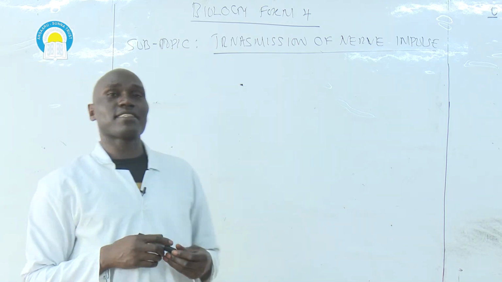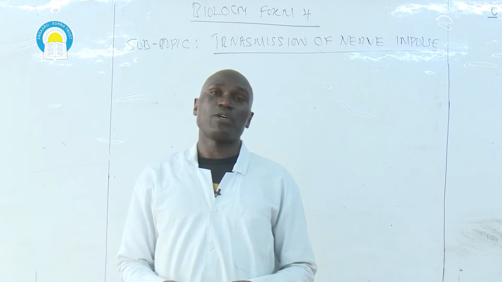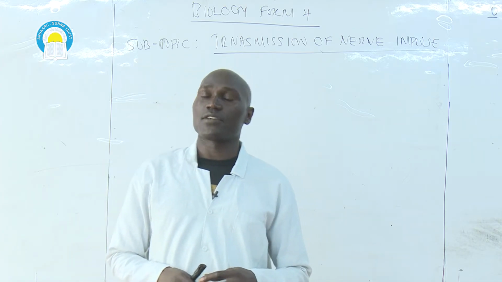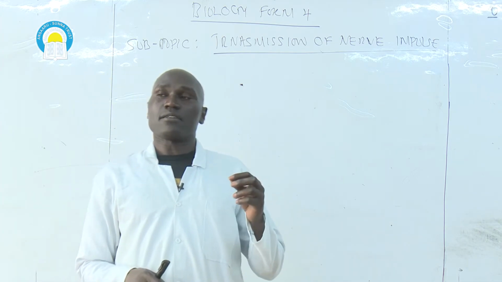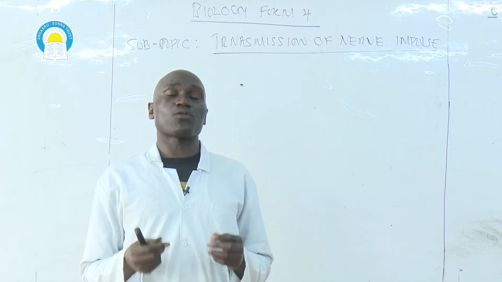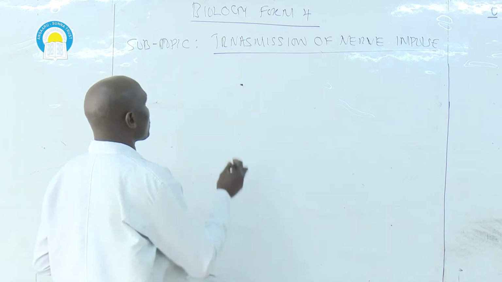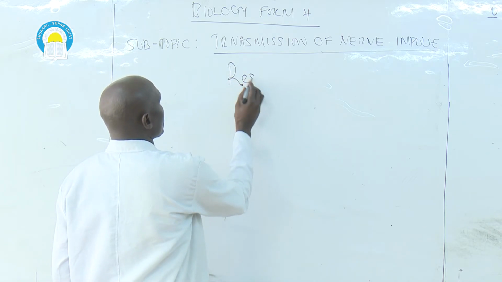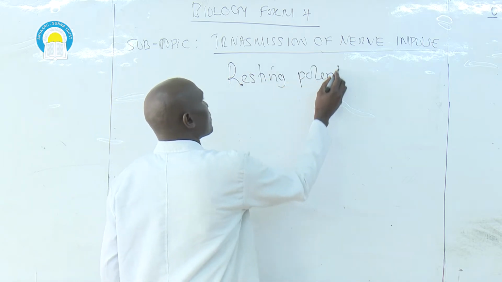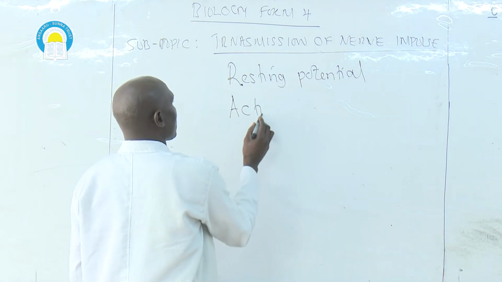When a nerve cell is not transmitting nerve impulse, we say it is at resting potential. When a neuron is transmitting nerve impulse, we say it is at action potential. So we have two terms, resting potential and action potential.